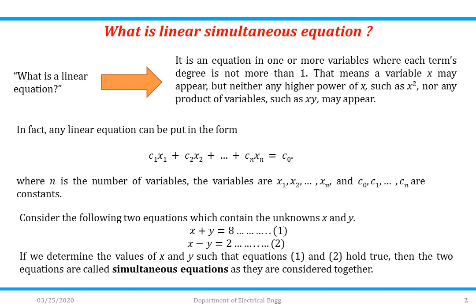Let us consider an example which contains unknown values of x and y. x plus y equal to 8 and x minus y equal to 2. So if we determine the values of x and y such that equation 1 and equation 2 hold true, then the two equations are called simultaneous equations as they are considered together.